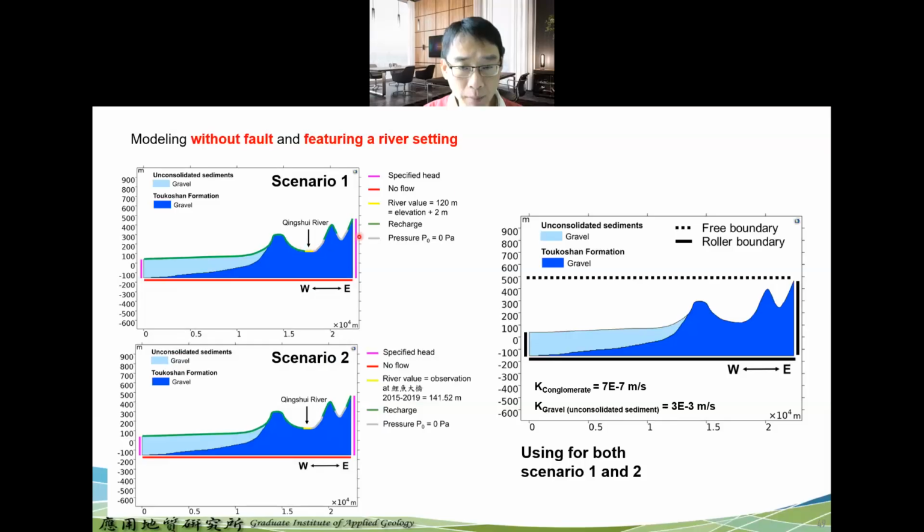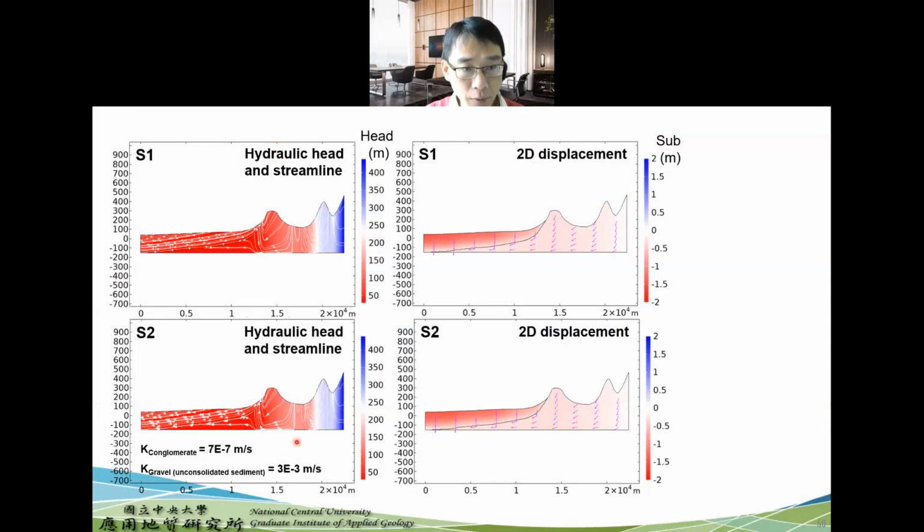And for the Qingxue River, for one of them we set up an arbitrary river level, and for the other we use the observation for the Liu Bridge. Okay, to see the differences. And if we have the river and recharge, we can see the flow pattern is quite different. Okay, so if we have the rivers, they act as a kind of sink. So the water from the mountains will flow upward and discharge to the rivers, and the river part will also recharge the water system and then flow to the downstream area. Okay, so this is the main difference.